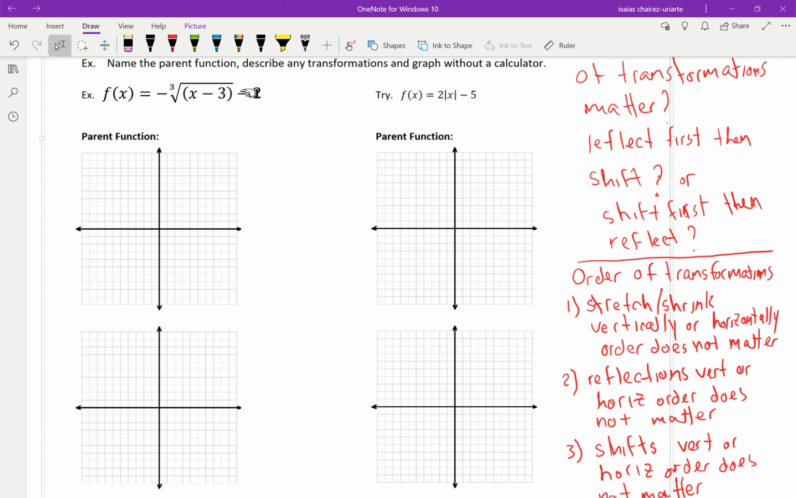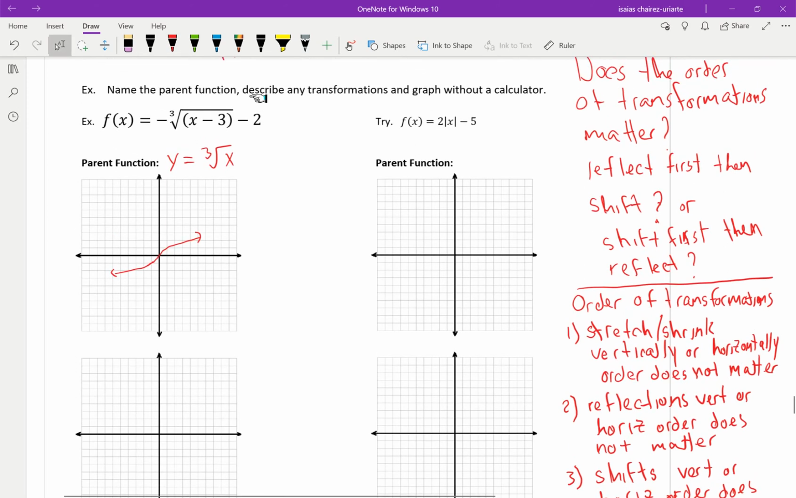Okay, in this exercise, for f of x, the parent function is going to be y equals the cubic root of x. I know that that looks something like this. That's what the cubic root of x looks like. So I know my parent function. Now I'm going to describe the transformations.